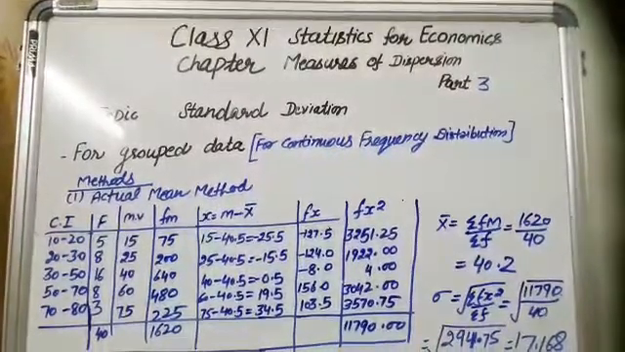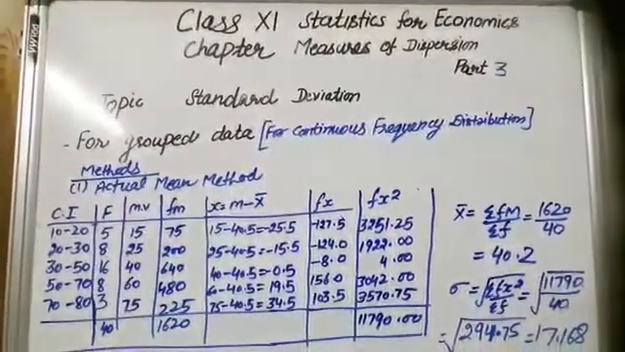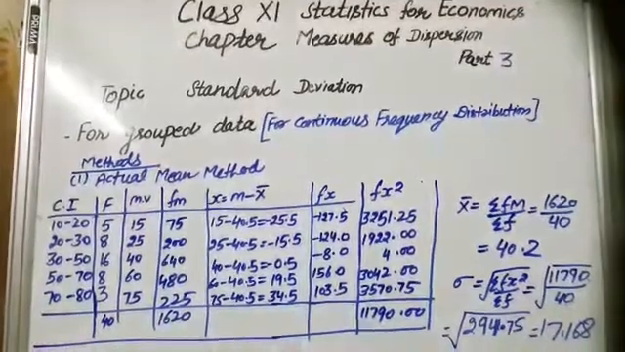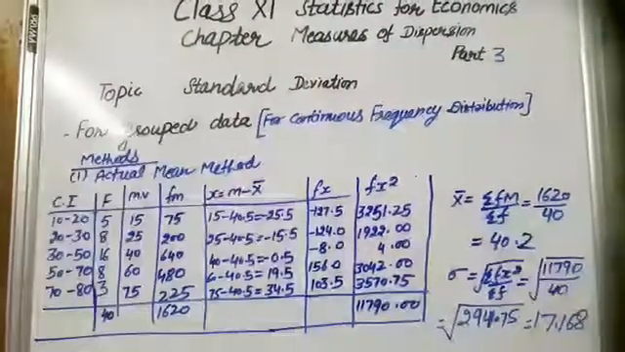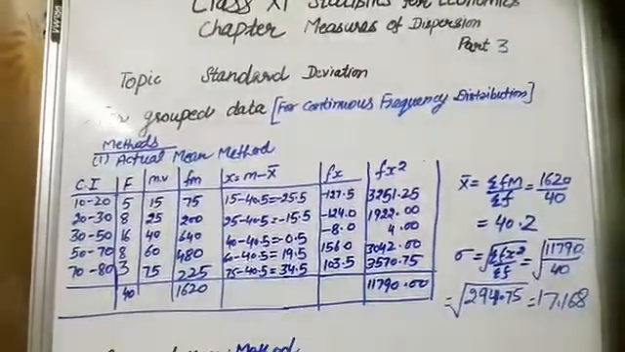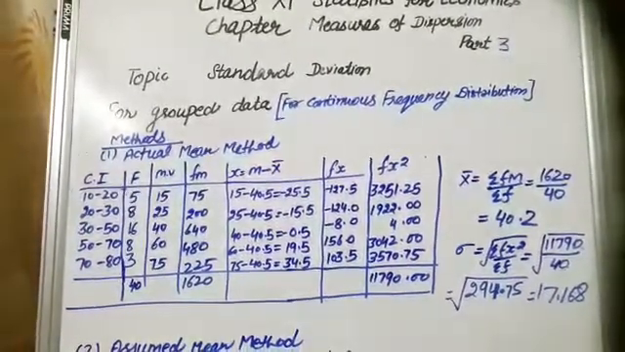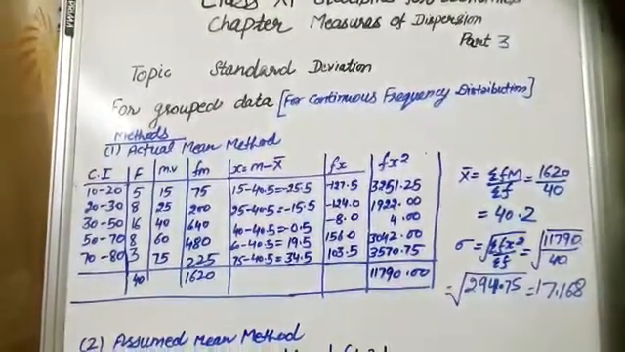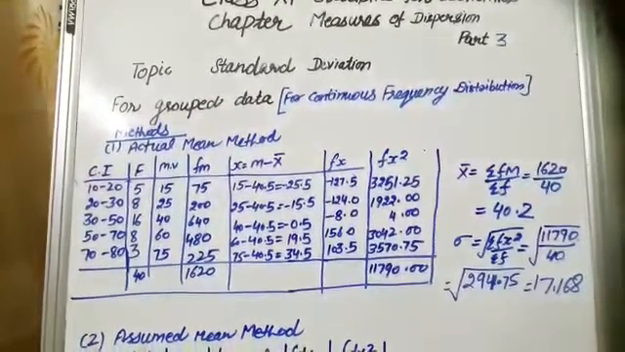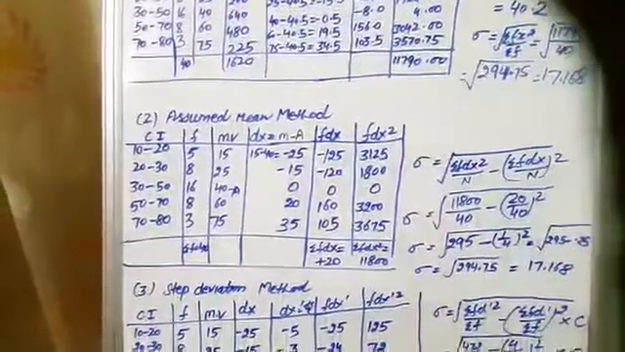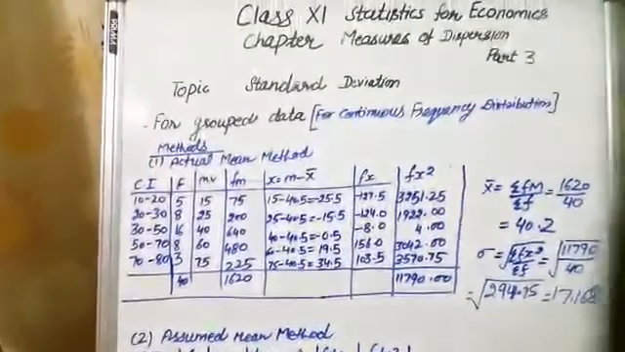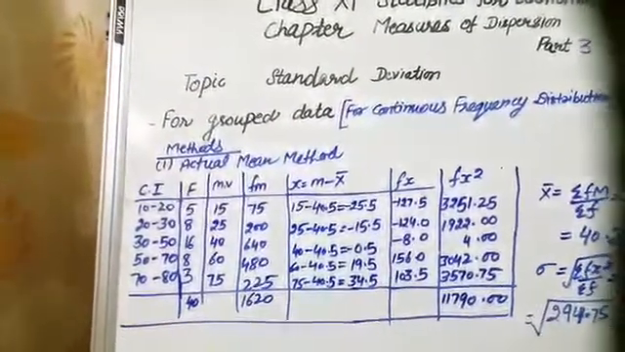Today we are going to study calculation of standard deviation for group data, that is for continuous frequency distribution. There are three methods to calculate standard deviation in continuous frequency distribution. Number one, actual mean method. Number two, assumed mean method. And third one is step deviation method. So we are going to start with the first method, actual mean method.